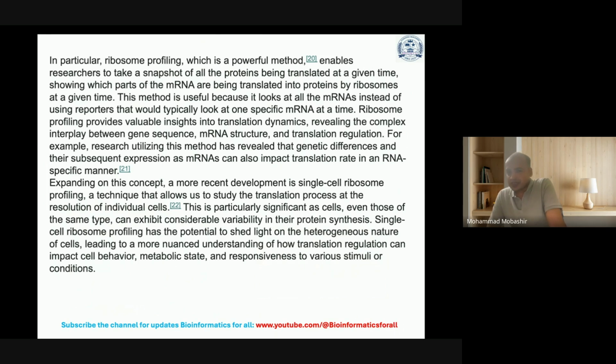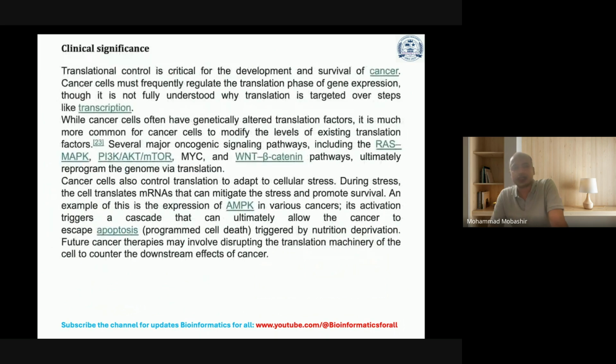This is particularly significant as cells, even those of the same type, can exhibit considerable variability in their protein synthesis. And single cell ribosome profiling has the potential to shed light on the heterogeneous nature of cells, leading to a more nuanced understanding of how translation regulation can impact cell behavior, metabolic state, and responsiveness to various stimuli or conditions.